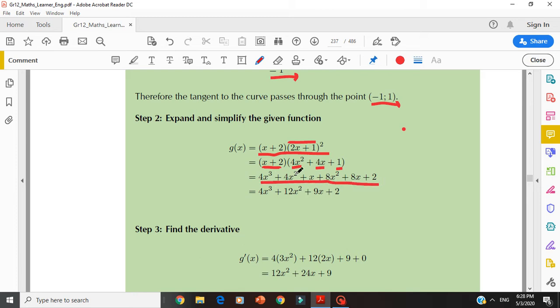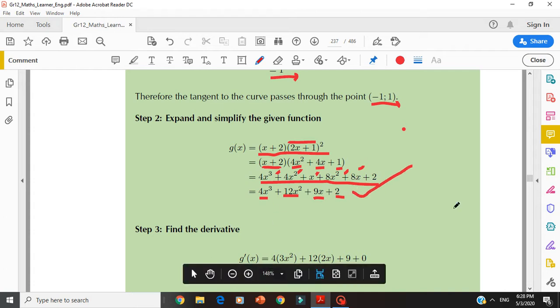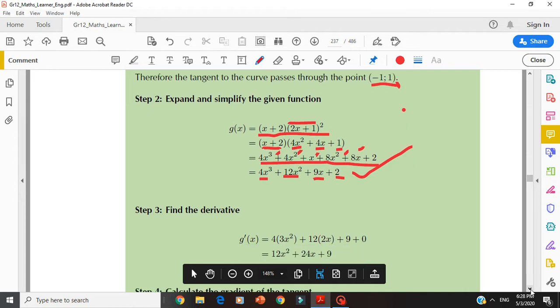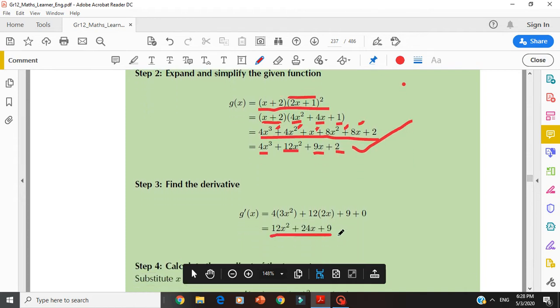You're going to group your cube terms, group your squared terms, group your x terms, and see what that gives you. There's only 4x cubed, so 4x cubed remains the same. In terms of squares, I see an 8 and a 4, that gives me 12x squared. In terms of x, I see an x and an 8x, that gives me 9x, and I've got 2. So differentiating this is pretty simple. You're going to get an answer of 12x squared plus 24x plus 9.